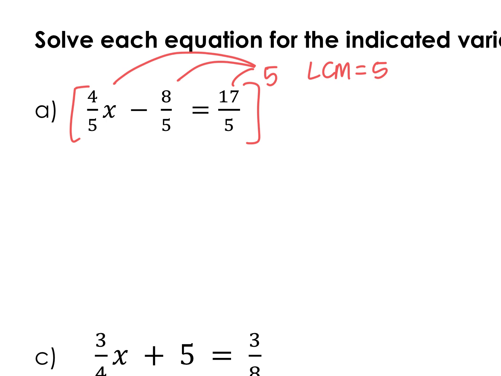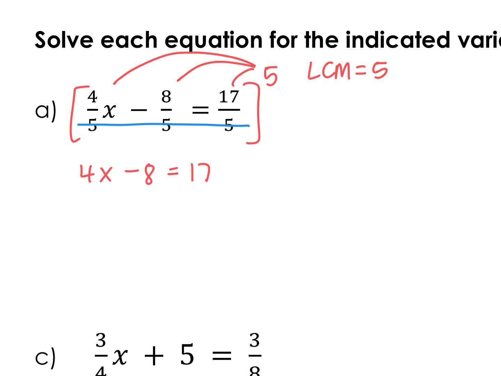What this does is it clears out the denominators. They're gone. Okay? And it keeps the numerators. So we're just going to have 4x minus 8 equals 17.